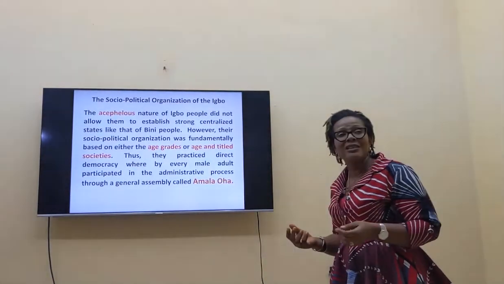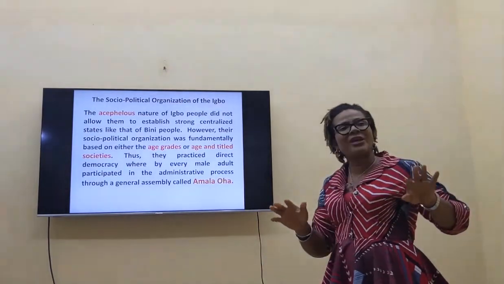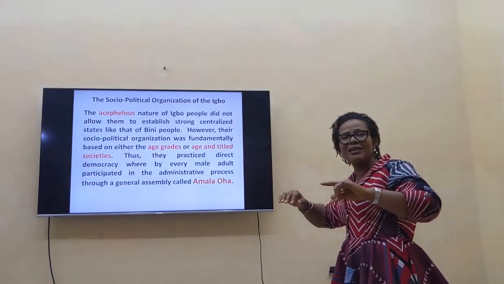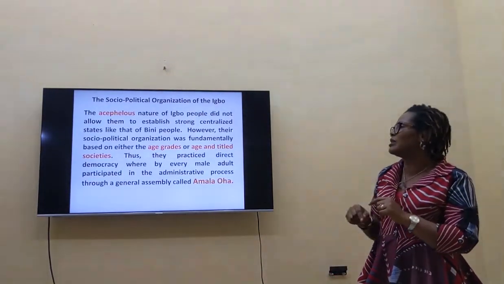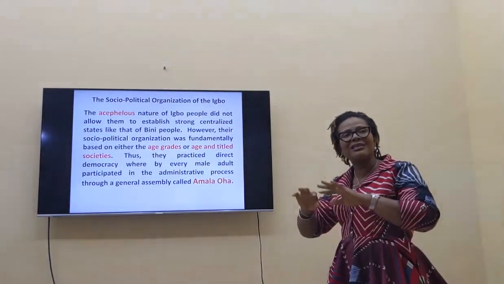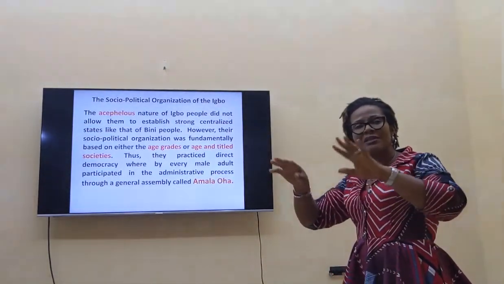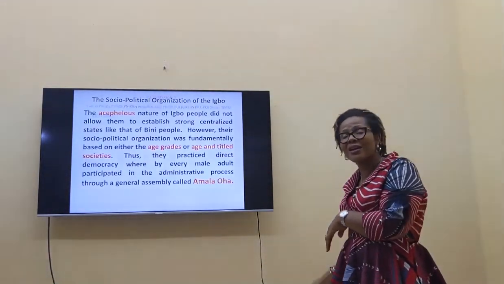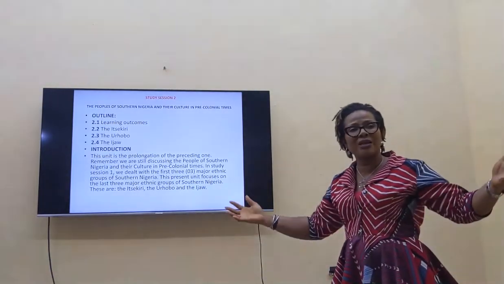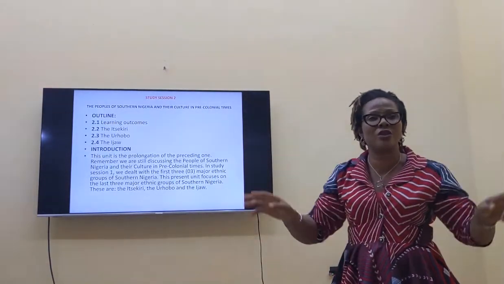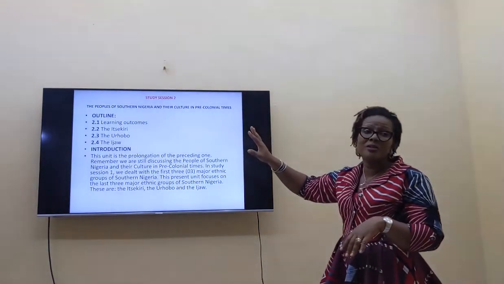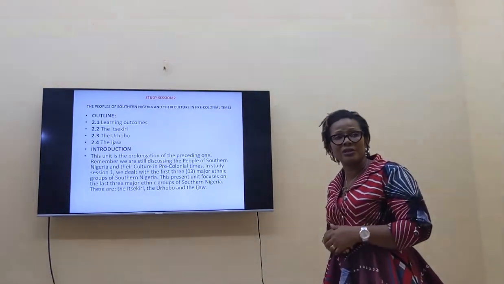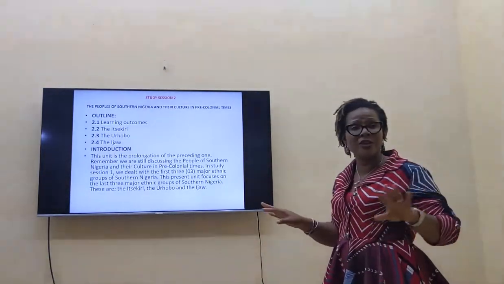In the family lineages, every male member of that family lineage attended a general assembly of the whole village. And that general assembly is what we call the Amala Ok, a place where all the male adults of the family will gather to take decisions on things bothering them, their concerns, their issues, their worries. And any decision taken at that Amala Ok remains final.